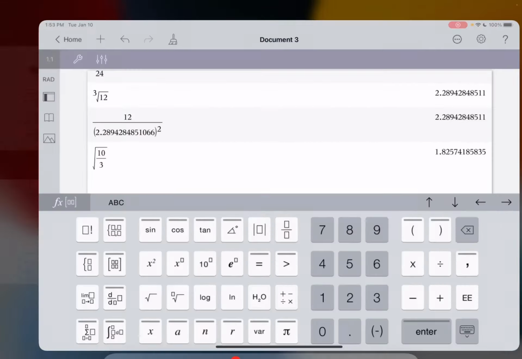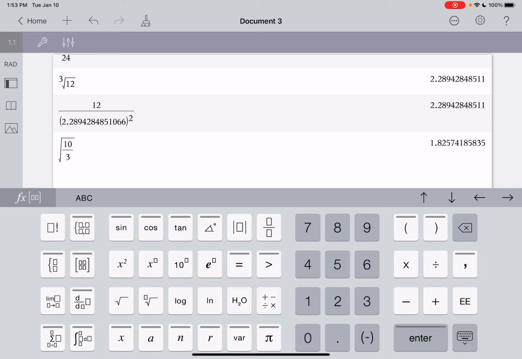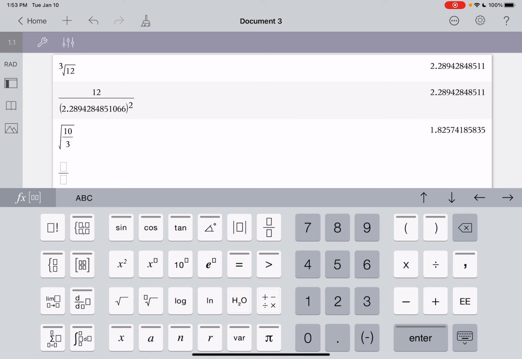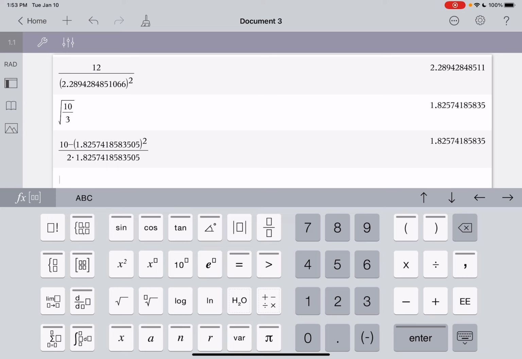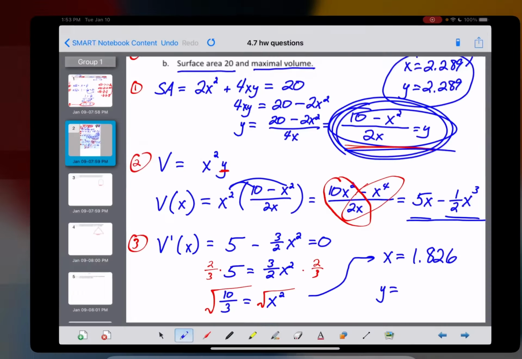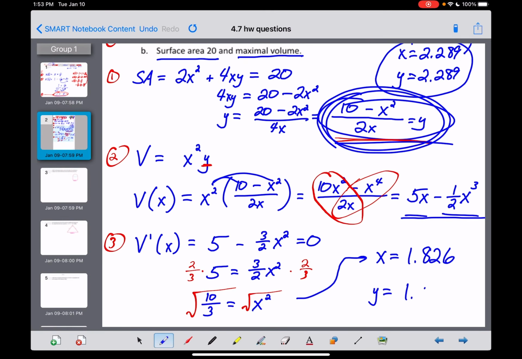Let's try this again. I'm going to do a stacked fraction right here, and it's going to be 10 minus my previous answer squared. So that was 10 minus x squared, all over 2x, so that'll be a 2 times answer right here. And that's going to give us an answer. Maybe not surprisingly, again, the exact same value here for y that we came up with for x, 1.826.